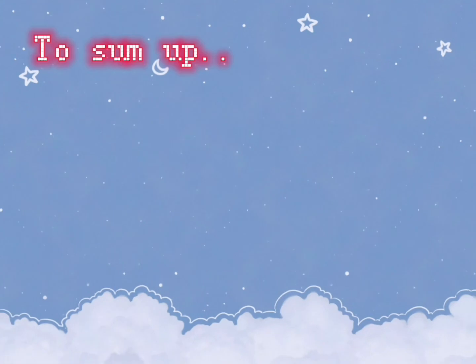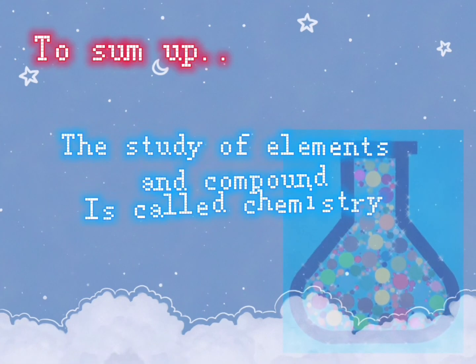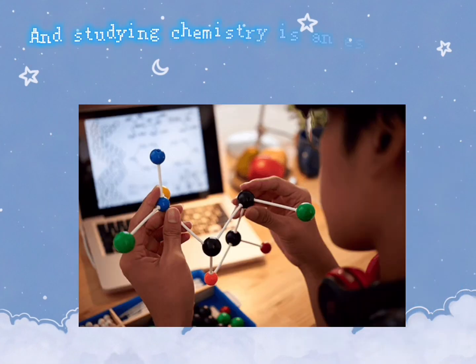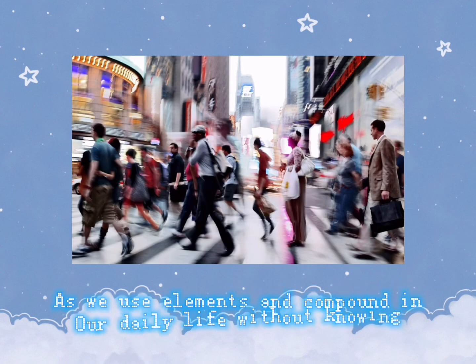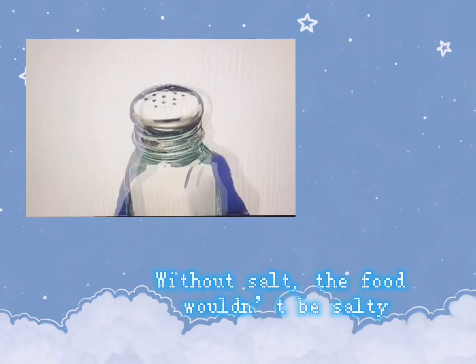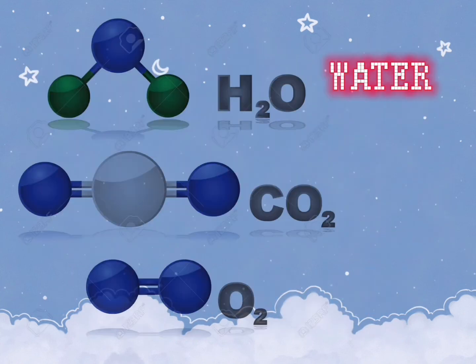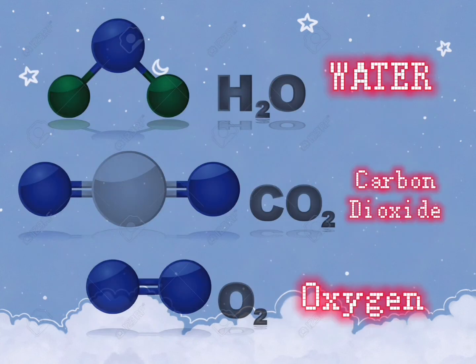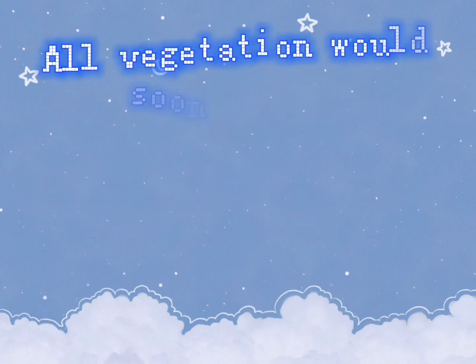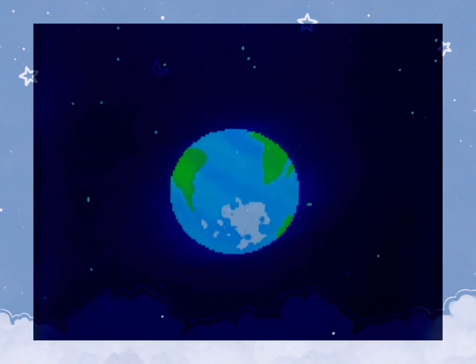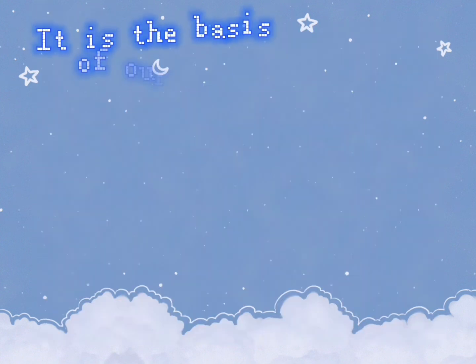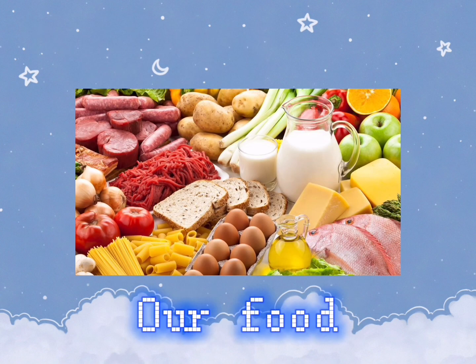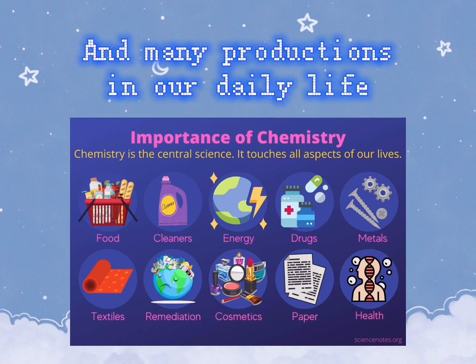To sum up, the study of elements and compounds is called chemistry, and studying chemistry is essential knowledge for us as we use elements and compounds in our everyday life without knowing. Without salt, the food would not be salty. Without water, without oxygen, and without carbon dioxide, all vegetation would soon die out as almost no living things can live without it. It is the basis of our body, our food, and many productions in our daily life.